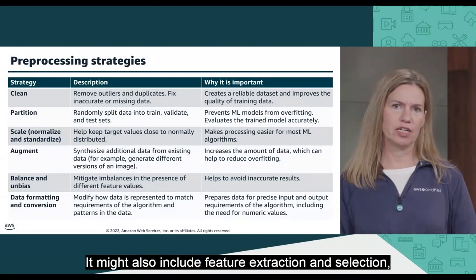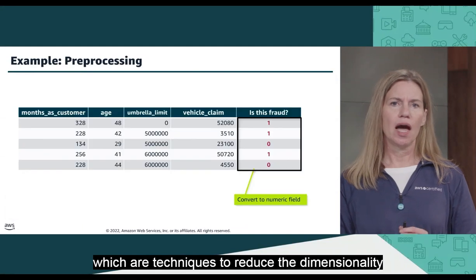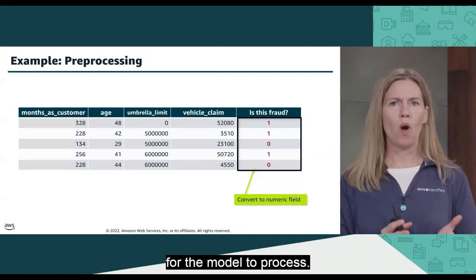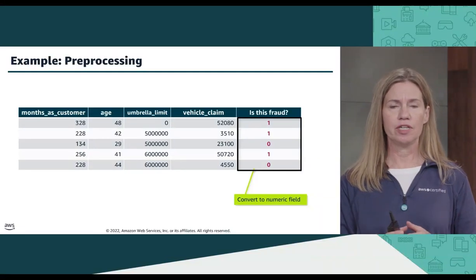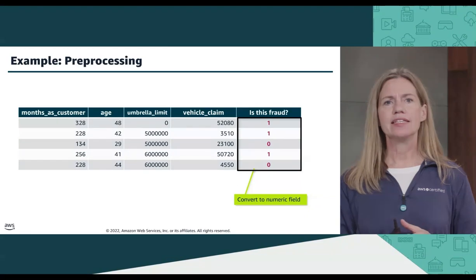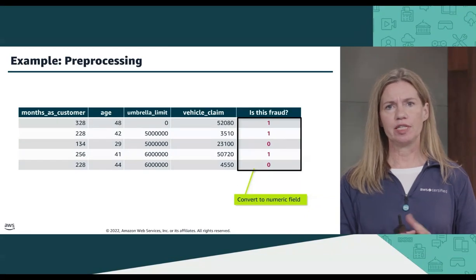A pre-processing task for the fraud detection example might be to convert the Y or N in the "is this fraud" field to a numeric equivalent, such as 1 for yes and 0 for no. This task can simplify the algorithm's ability to work with the field.